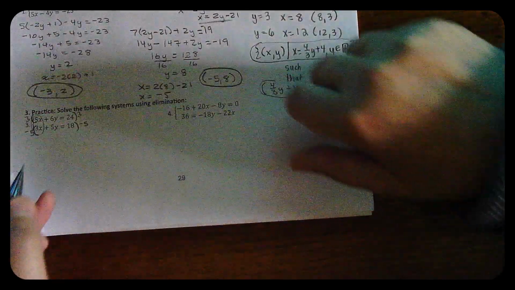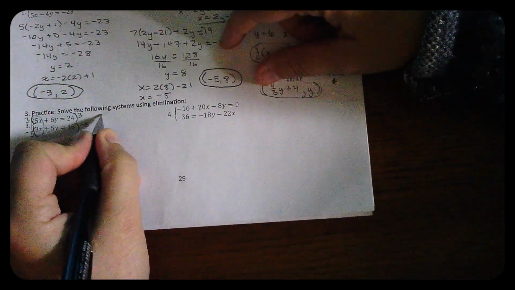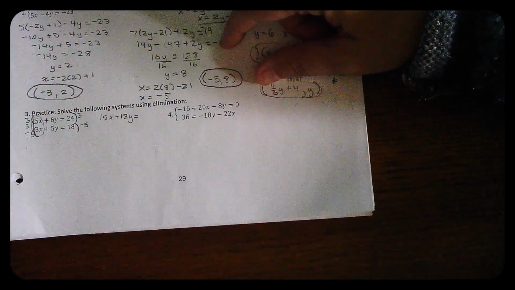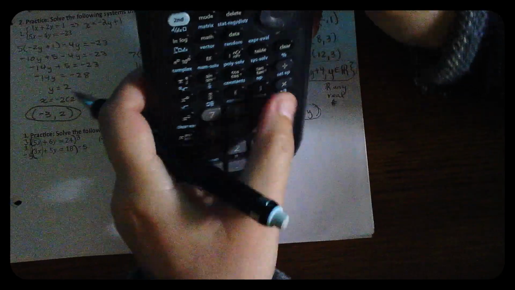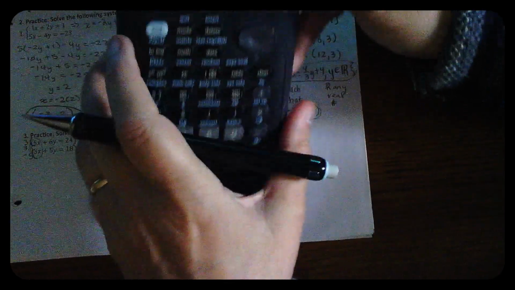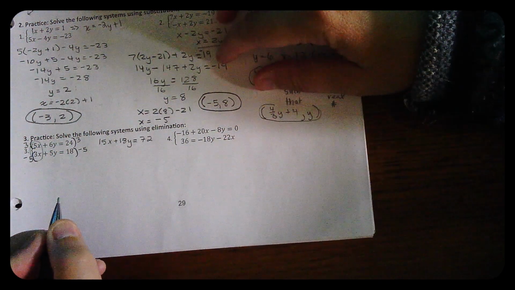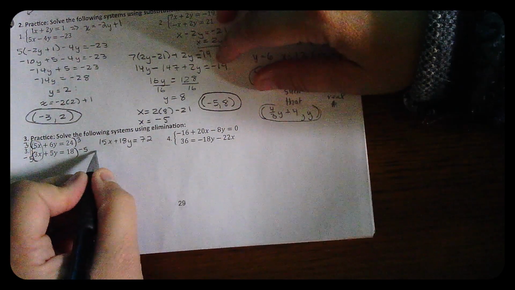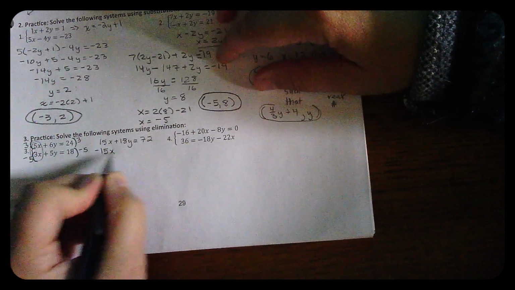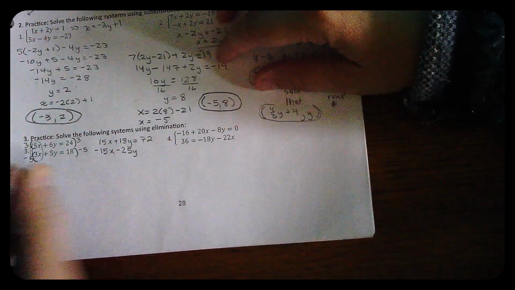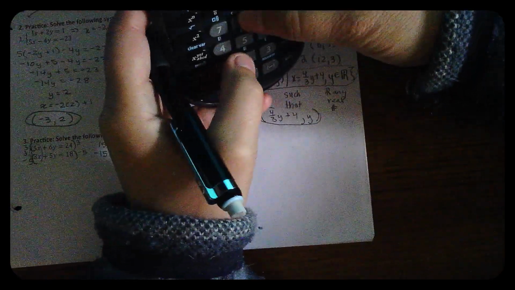I always use multiplication. Okay, so that gives me 15x plus 18y equals 24 times 3 is 72. So that's the first equation. And then negative 5 times 3x is negative 15x, and negative 5 times 5 is negative 25y. And then 18 times negative 5 is negative 90.